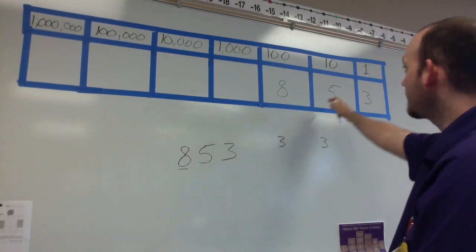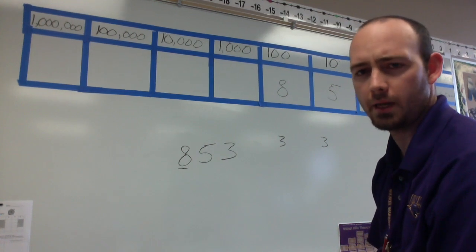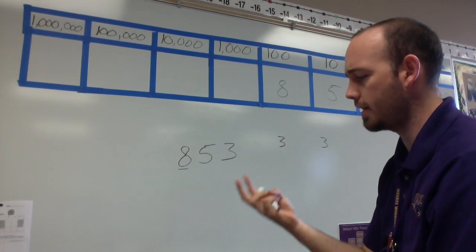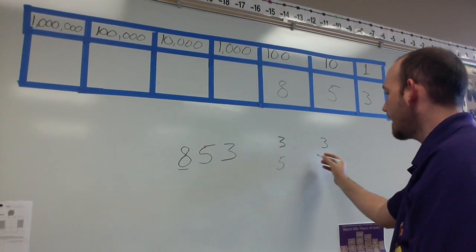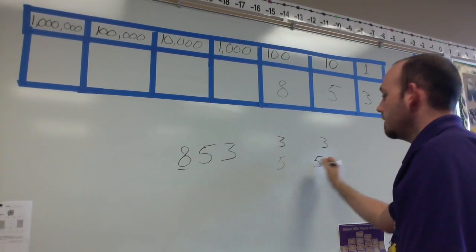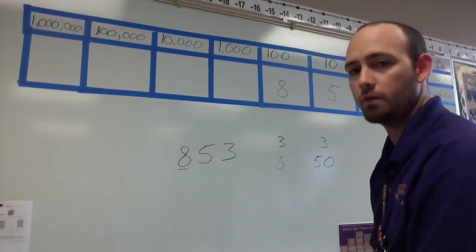This 5 is actually in the tens place. So it's like having 5 tens. So if you count by tens, go 10, 20, 30, 40, 50. So this 5 is actually worth 50, even though it just says 5. Since it's in the place for tens, it's actually worth 50.